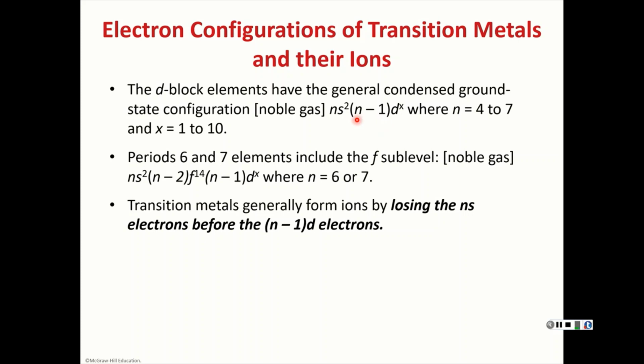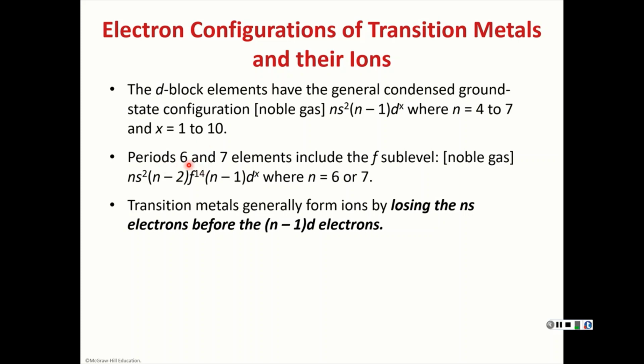Right, so remember, whatever row you're in on the periodic table, the principal quantum number for the d orbital is going to be one less than the row of the periodic table. So if you're in the fourth row, you would have a 4s2, and then the d orbital for that row would be 3d. And then x is the number of d electrons that you have. So x can be from 1 to 10 electrons in the d orbitals, because you have 5 d orbitals, and they can each hold 2 electrons.